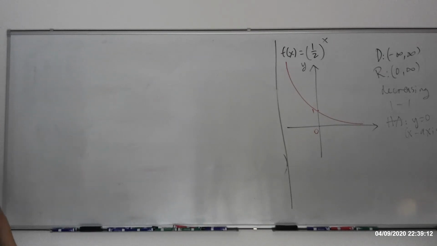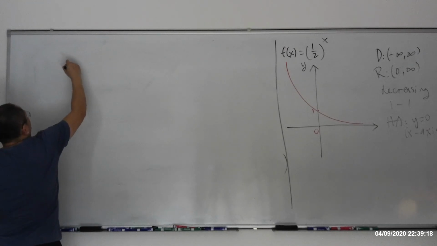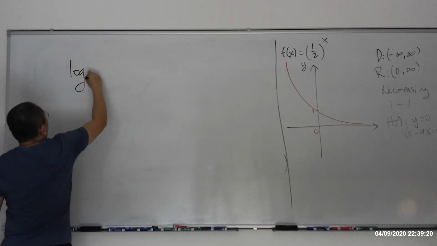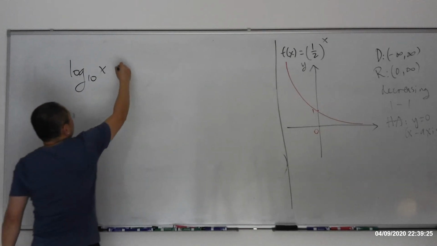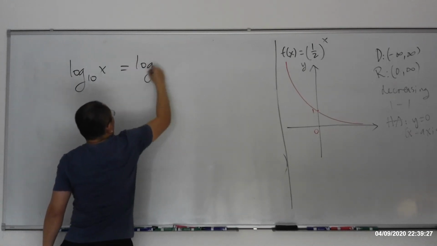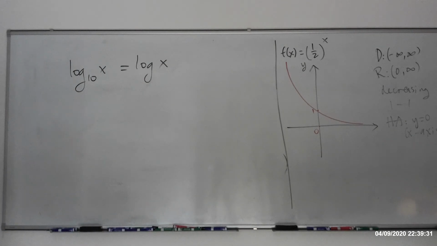There are 2 common bases that we use a lot for the log function. The first is base 10, log base 10 of x. And since we use it a lot, we try not to write base 10 anymore. We just simply omit it. We write it this way, log x. And if you don't see the base number, you understand that it implies base 10.